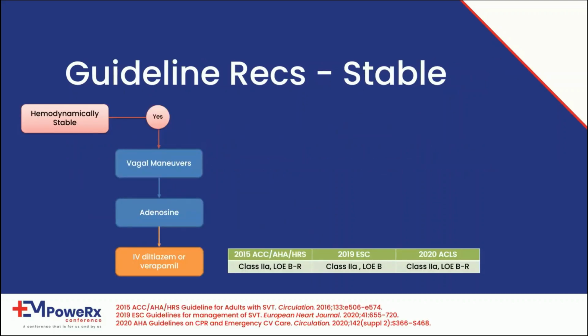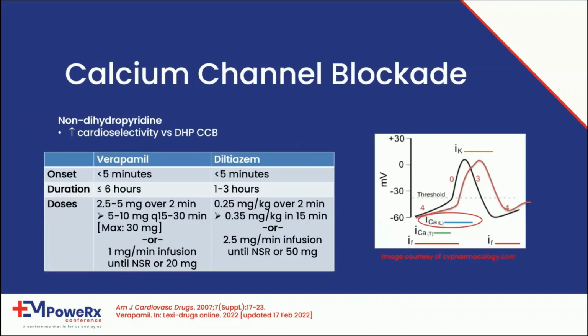So if adenosine fails, the guidelines recommend that is the point where you could consider an IV calcium channel blocker, specifically diltiazem or verapamil. They give this a Class 2A recommendation across the board. So where does this come from? Well, calcium channel blockers, specifically your non-dihydropyridine agents that are a bit more cardioselective in that regard compared to standard dihydropyridines.